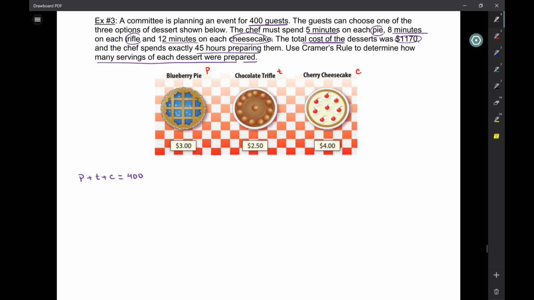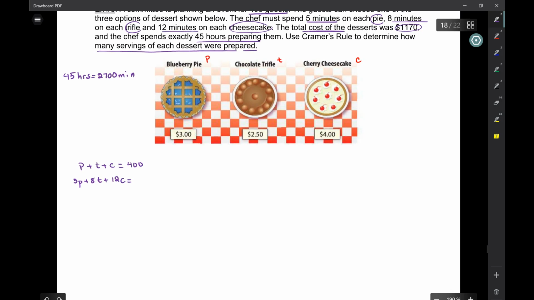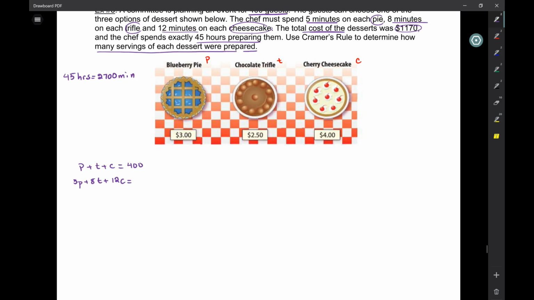Okay? So now let's write an equation for the time that's used. Okay, so 5 for the pie plus 8 for the trifle and 12 for the cheesecake. These are minutes. He spends 45 hours, which is 2,700 minutes. If you wrote 45 here, it's already wrong. So make sure that your units match up. So 2,700 minutes.